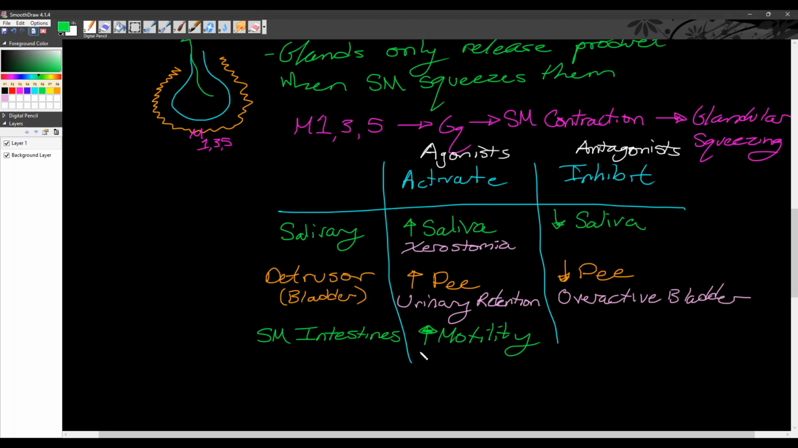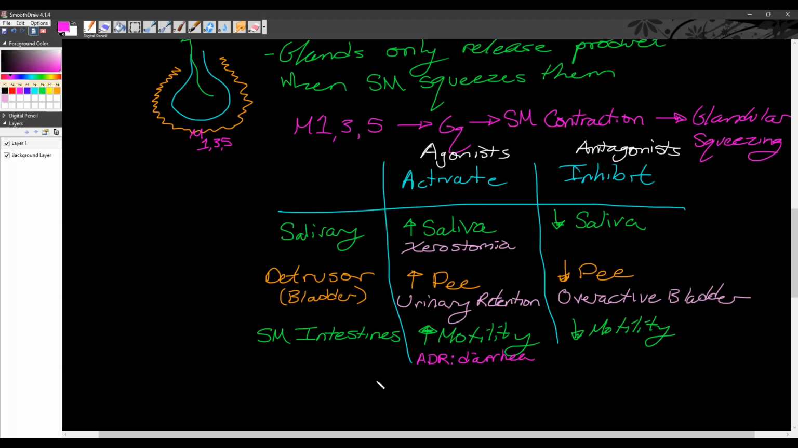The other thing this ends up doing is it relaxes. I'm not going to talk about it. It's going to be too confusing. Doing an antagonist would decrease motility, right? So you guys already said it, but what would be an adverse reaction to a muscarinic antagonist? Diarrhea, right?